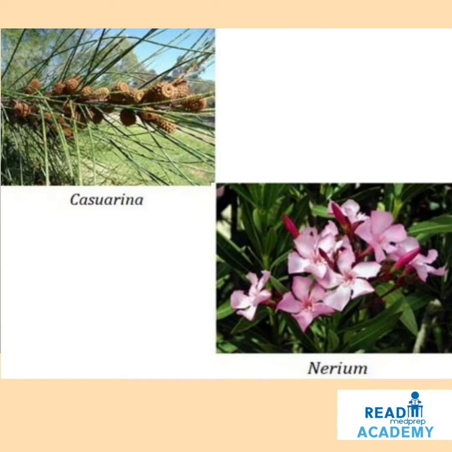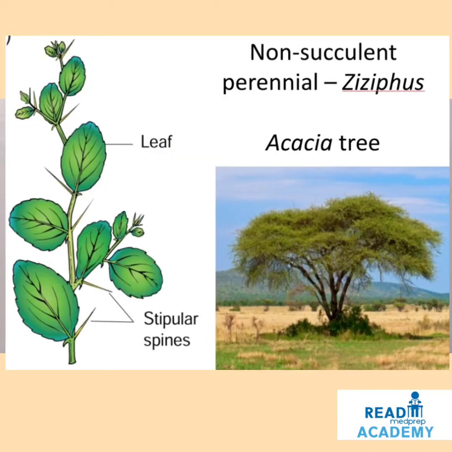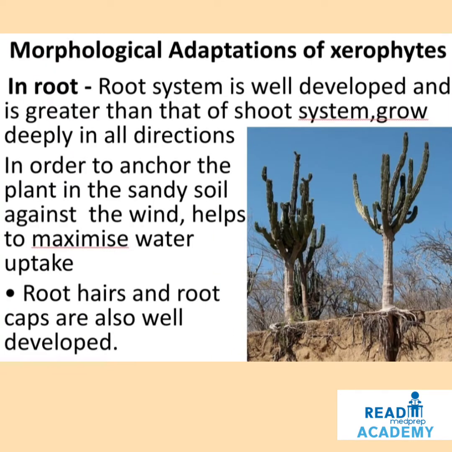The above image shows the Casuarina plant and the below image shows the Nerium plant. In this image on the left side you can see the Ziziphus plant, which is a non-succulent perennial, which has stipular spines and the leaves. On the right side image, you can see the acacia tree in the desert. What are the morphological adaptations of xerophytes in the roots?